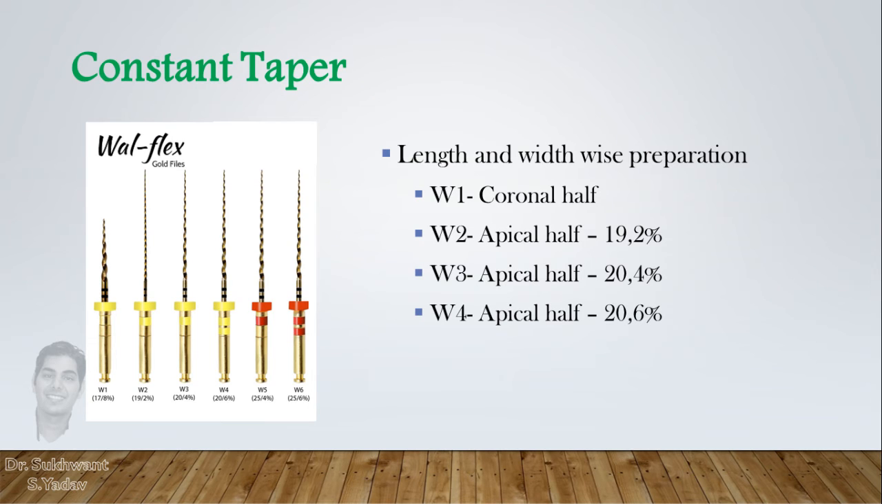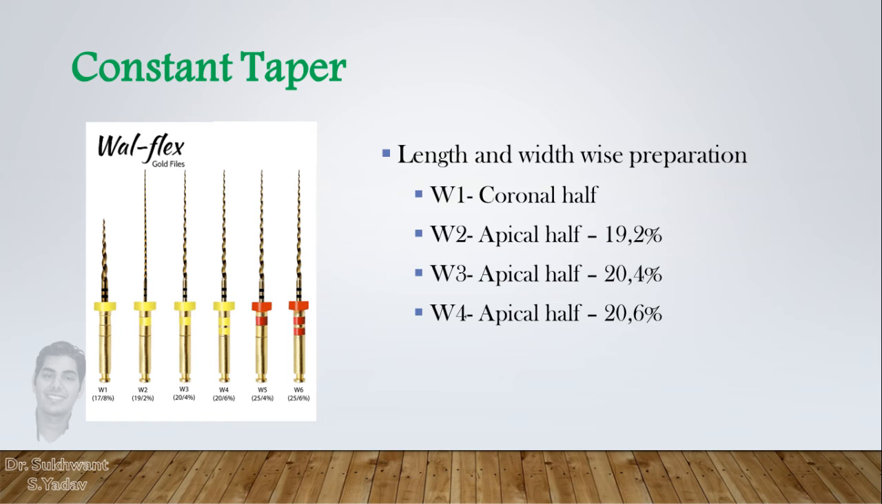Now coming to constant taper files. With these WaveOne Gold files, preparation will occur both length and width wise. W1 is an orifice opener which prepares the coronal half, or you can say the straight part of the canal. Then W2 is a glide path file, or you can say a pre-flaring file, that is 19.2%. Then W3 can increase the apical preparation to 24%. That means from 19.2% to 24%.